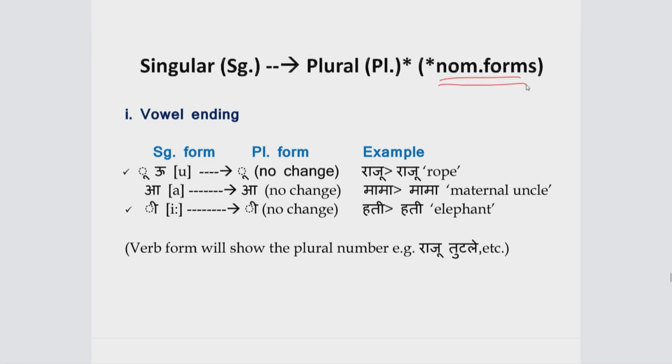Here I have mentioned that these are nominative forms, which means that they are direct forms. Okay, we are not concerned about other inflections that the word takes, but these are direct forms. Okay, so I have said that these are vowel ending. So for example, if you have U at the end or A at the end or E at the end, there is no change. Okay, in the written form they remain the same. However, as I have said, the form of the verb will tell whether these are plural or singular.